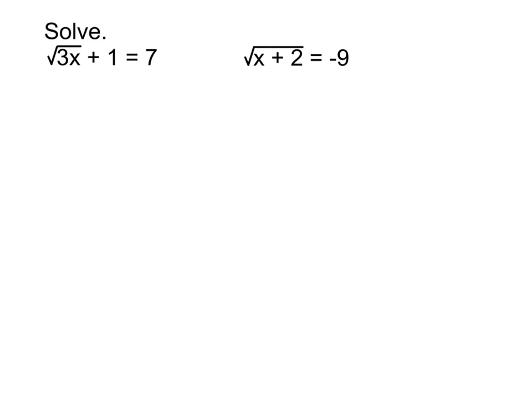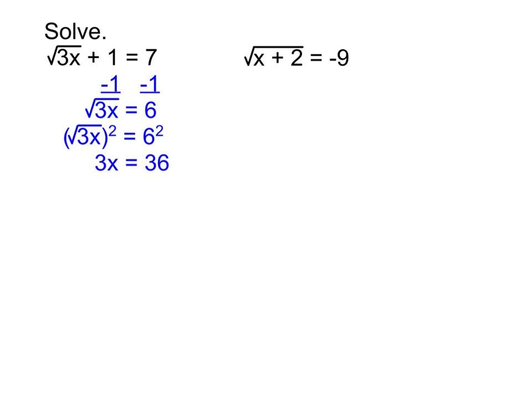So for that first one, again, we got to get the radical by itself first. In this case, that means we got to get rid of the plus 1. So we subtract the 1 from both sides. Now we can go ahead and get rid of the square root. So go ahead and square both sides there. Remember, whatever was inside of the square root, that stays the same. All right, so now we have 3x equals 36. I still want to get x by itself, so I'm going to go ahead and divide both sides by 3. X equals 12. You're done.